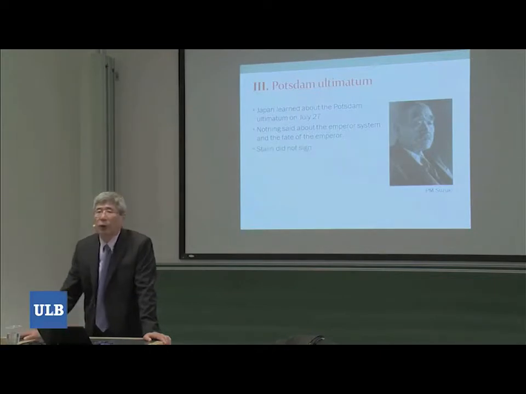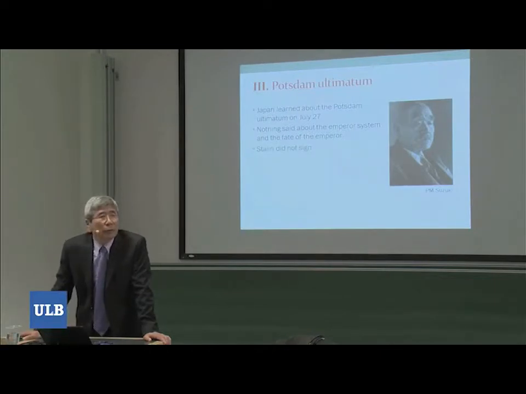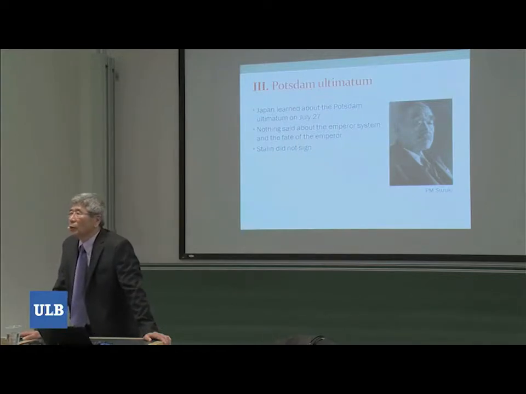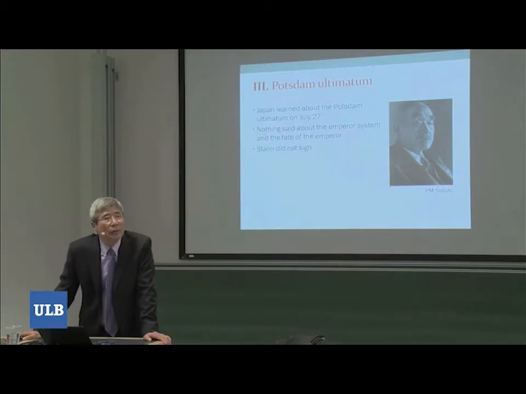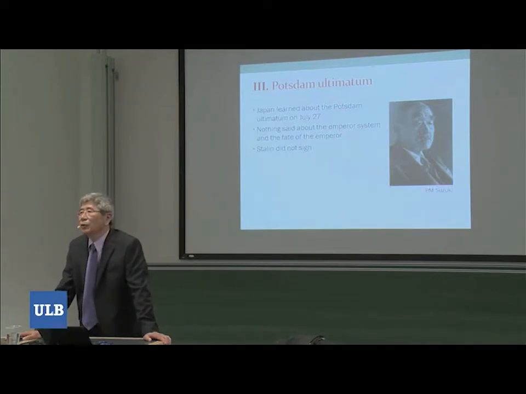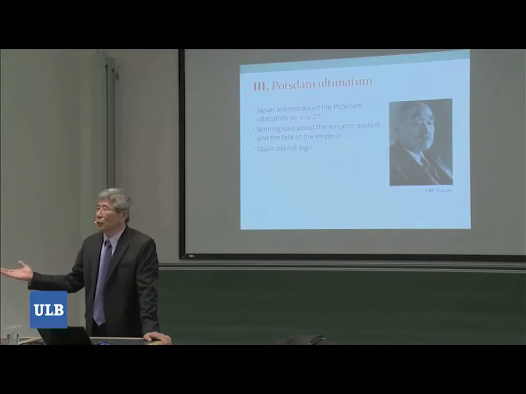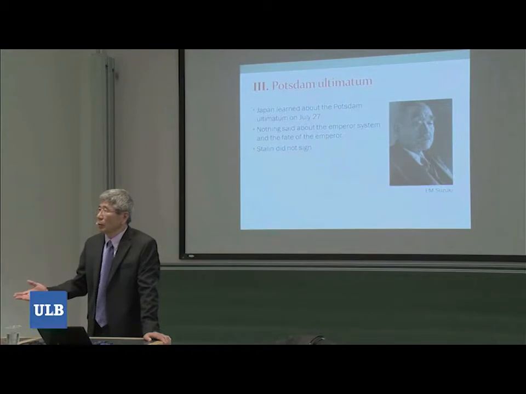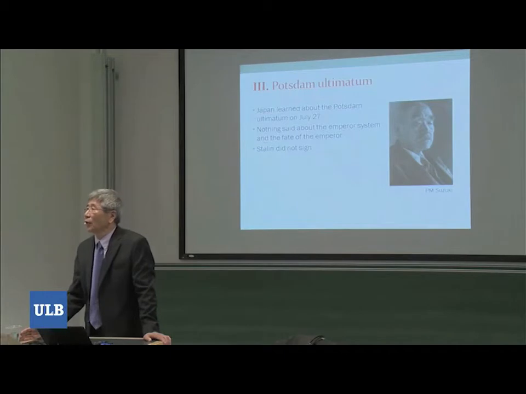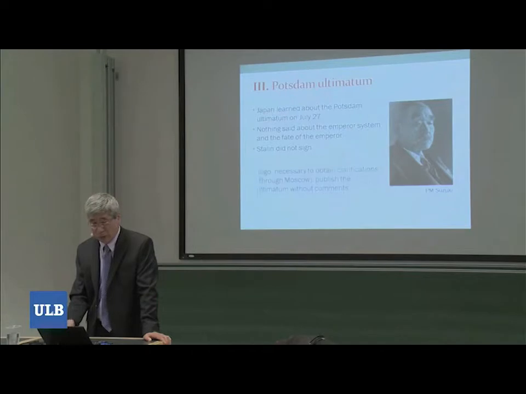Secondly, Stalin didn't sign. And what was Japan's policy before that? Japan's policy before that was to seek the termination of the war through Moscow's mediation. Therefore, you can imagine if you're a Japanese policymaker, then we're going to continue that policy because we haven't received any definite answer from Moscow. Right? So this is what happened.